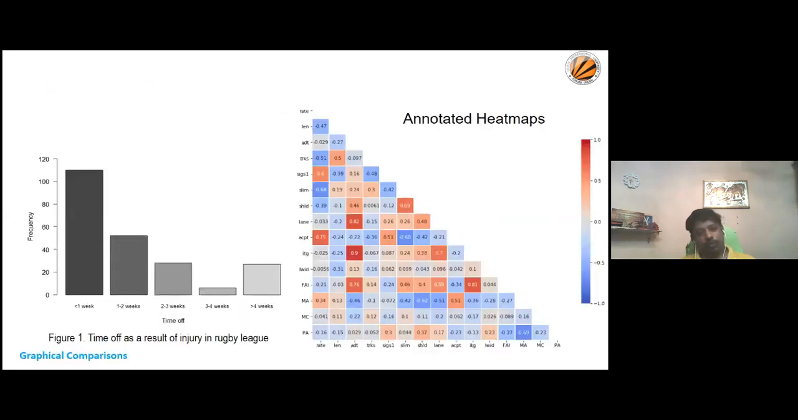What is the best way? Suppose you see this one on the left side, the time off as a result of injury in rugby league. See, they have the time off against frequency. They had ordinal data presented as less than 1 week, 1 to 2 weeks. So they were ordered in different weeks, then put the frequency here. This is the best way you can present your data.